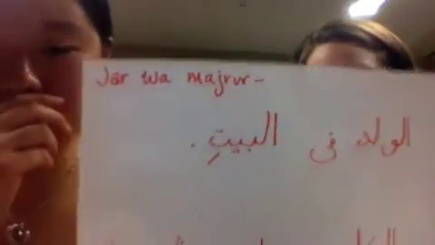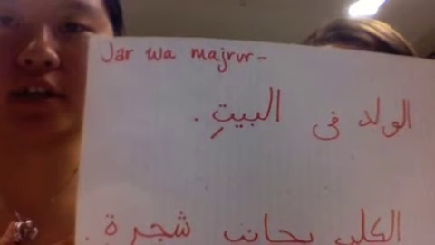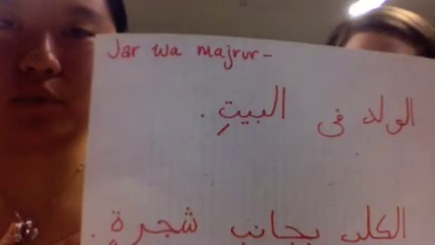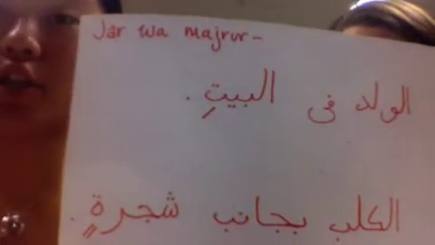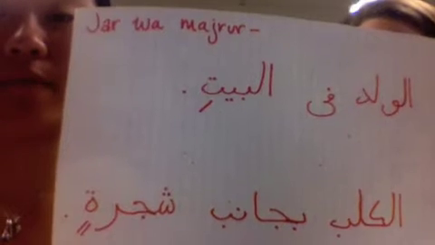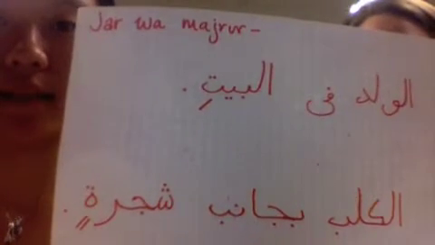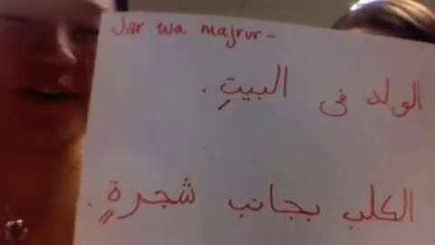We're next going to go into another linguistic tool called jar wa majrur. Basically, this is used to determine what the case is after a preposition. After a preposition, any word that follows it is in the genitive case. Examples of prepositions would be bi, fi, min, ka, illa, li, ala. Those are just a couple to name a few.